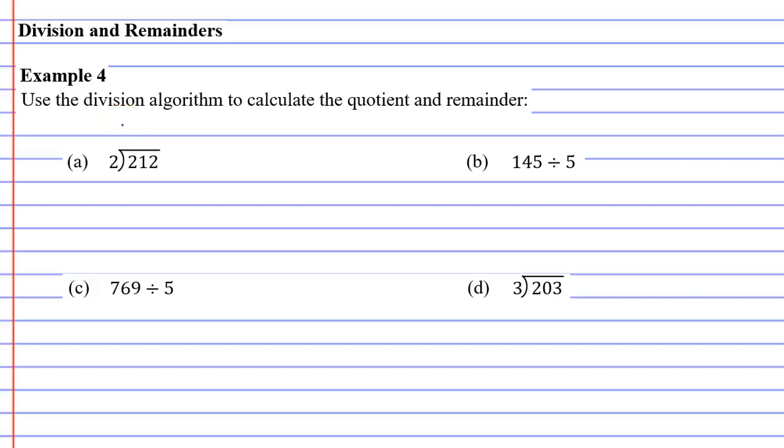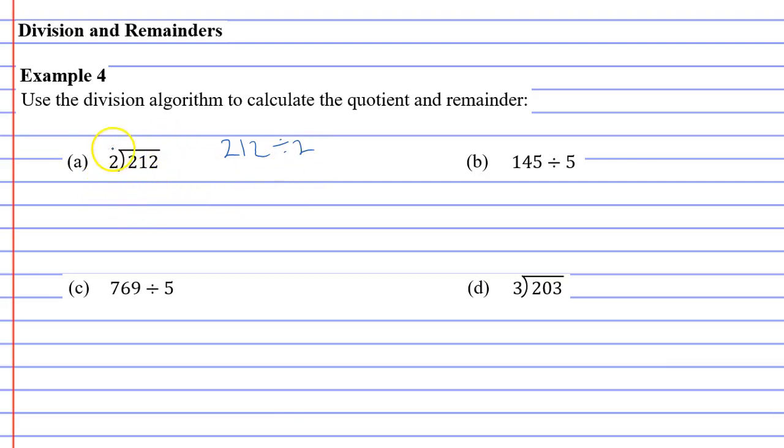For this video we're going to look at example 4, which is all about using the division algorithm to find solutions. Now when you look at the division algorithm, you'll notice this funny little symbol here that we use, and we actually change the order a little bit. This question we're doing here is actually 212 divided by 2, and what you'll notice is we've taken the divisor and put it on the left side this time.